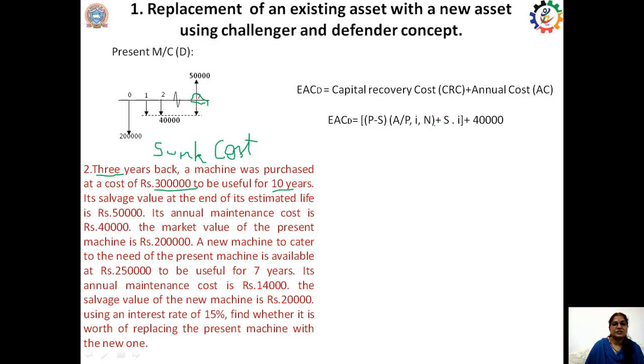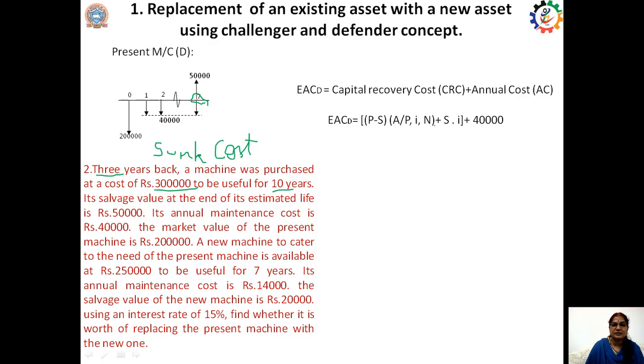A new machine to cater to the needs of the present machine is available at rupees 2,50,000, to be useful for 7 years. All these things let us see later. Interest rate to be considered is 15%. So all costs connected to the present machine are here. The same formula, but the thing is how much n to be considered, very important.